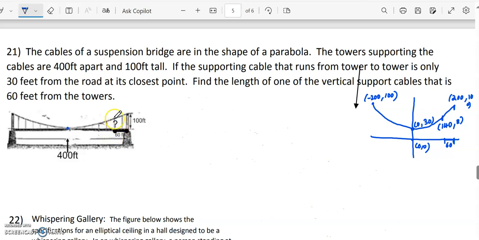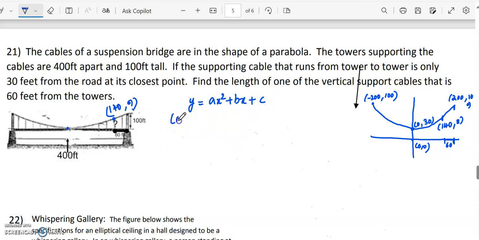So here we will have this point 0, and here the total length on this side is 200. So here the x coordinate will be 140. We need to find what the y coordinate is at this point. Now the parabola will have a general equation y equals ax squared plus bx plus c. So we need to find the values of a, b and c.